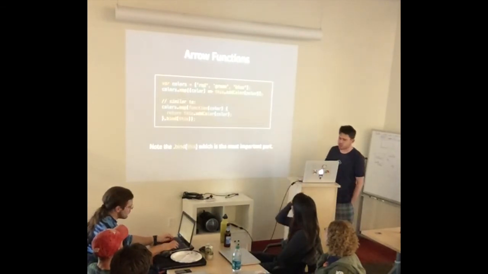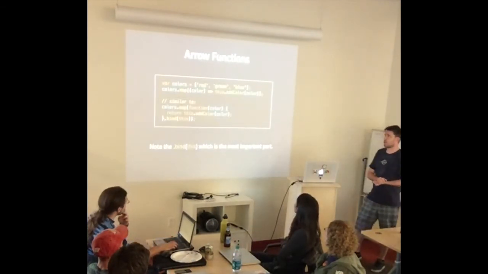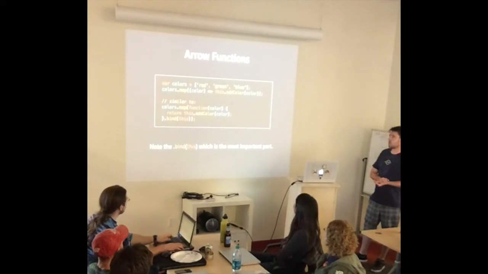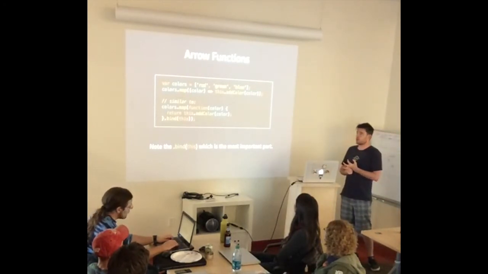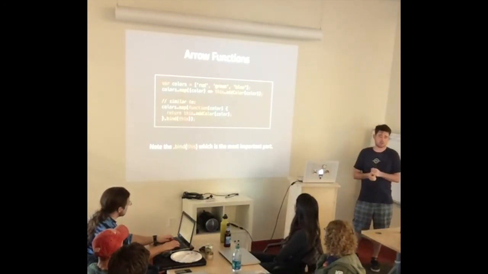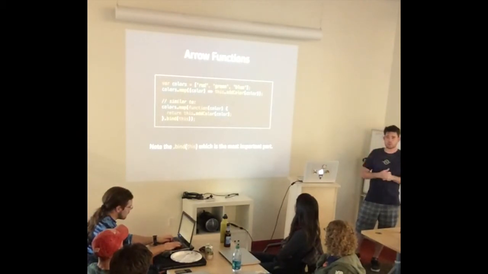The other thing is arrow functions. Arrow functions are just a shorthand for writing out the keyword function. You can also do one-liners with it. And the important thing is that it auto-binds this, so it binds the function to the context that you're in, so that you don't have to do var self equals this and then reference self throughout your function.